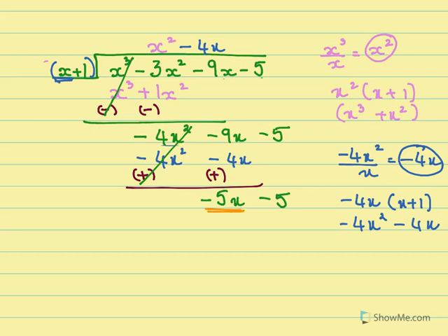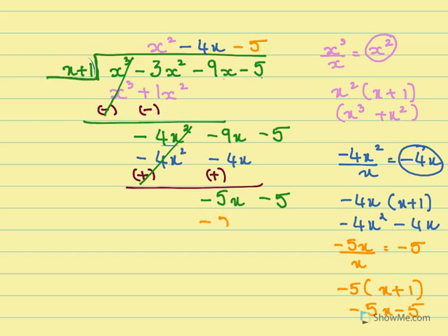Now the next step. Again, take this first term. So we have minus 5x divided by x, which is minus 5. So you write here minus 5. And now you multiply minus 5 by the divisor, x plus 1, minus 5x minus 5. We need to subtract. To subtract means to change the sign. The minus becomes plus. The minus becomes plus. Cancels out. It is 0. And we expect the remainder to be 0 because it is a factor.